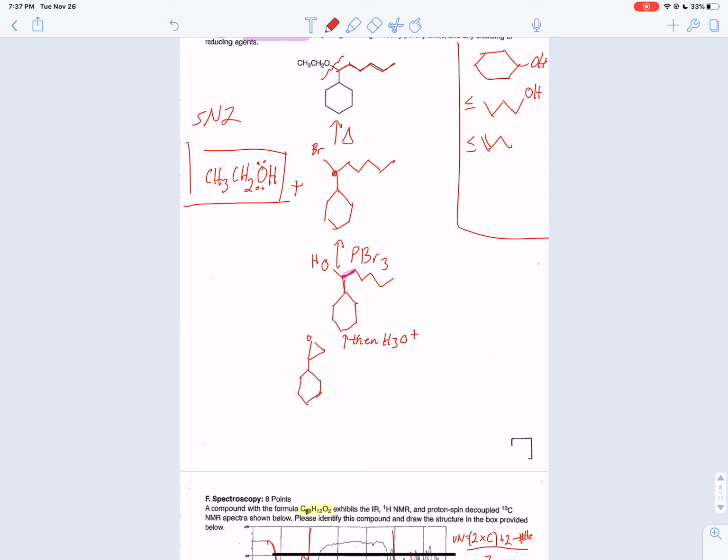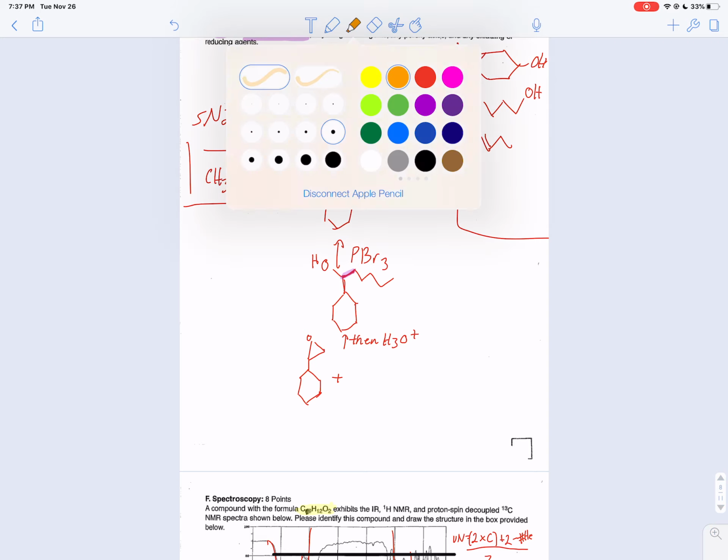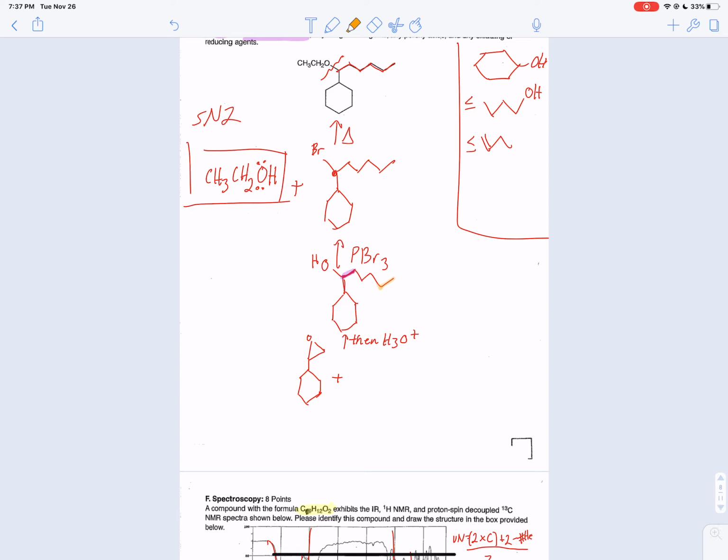Just like that, that's one piece, right? And then we had carbon-carbon bond formation. So the other piece is that right there, okay? And that's going to be a part of our Grignard, right? That's going to be our Grignard reagent, right?